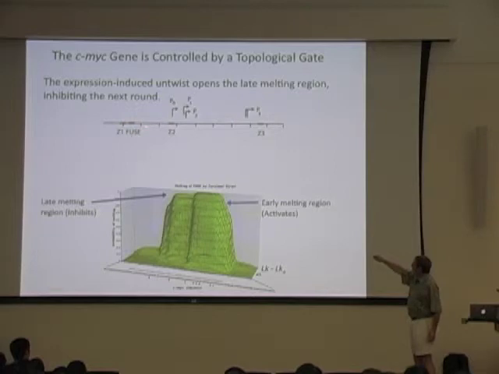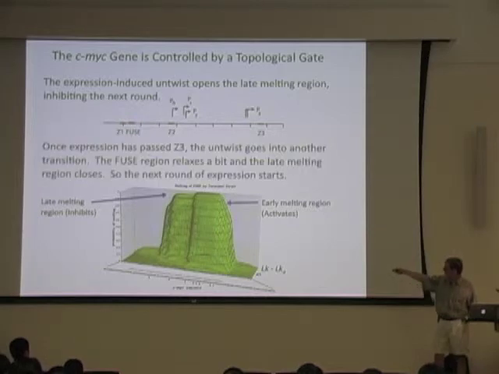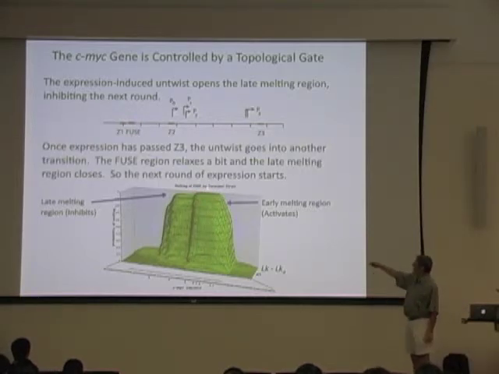The waves that were here pass along and the DNA becomes progressively relaxed, whereas the waves that are being produced now by the polymerase are opening this, causing a structural transition in this region. So this one relaxes somewhat. And that means that the late melting region falls back to B form. And the protein ceases to bind to that region, leaving it only bound to the early melting region, and that activates the next round of transcription.